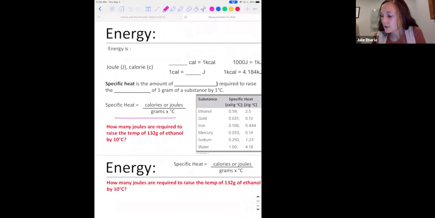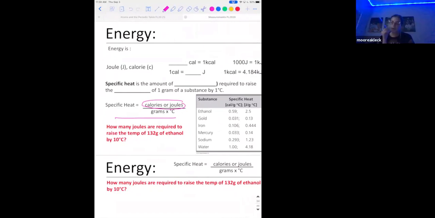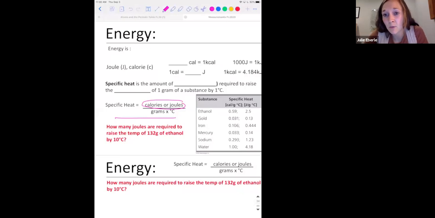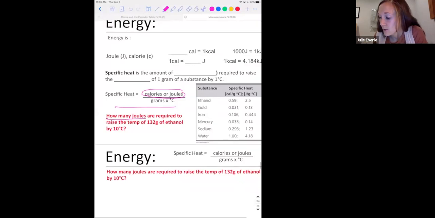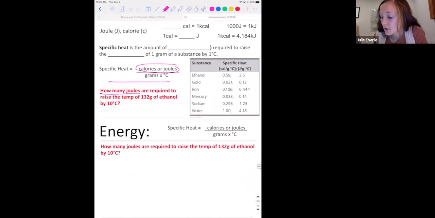Now notice this top part, it's either calories or joules. So the problem will always give you the energy term in either joules or calories. Okay, that's what I didn't know if you had to change them to calories or joules. So it could be either one. Well, yeah, and sometimes the question will want you to solve for that term. So for example, this question here said, how many joules? So if you remember, we actually worked this out in lecture.